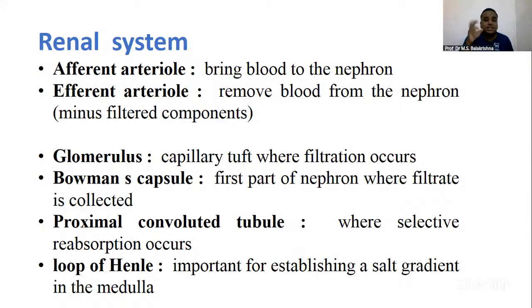The glomerulus is a tuft of capillaries where filtration takes place. So these are all high yielding facts. What is the importance of each component? The glomerulus is the one where the filtration is taking place. Bowman's capsule is the first part of the nephron where filtration takes place. PCT, selective reabsorption. So whichever is useful for the body, it will take back. So that is the PCT. The loop of Henle is important for the osmotic gradient in the medulla. That is, the pressure is created over there.